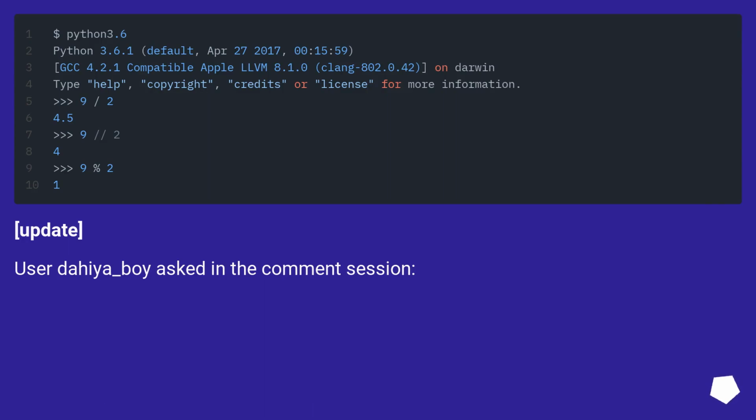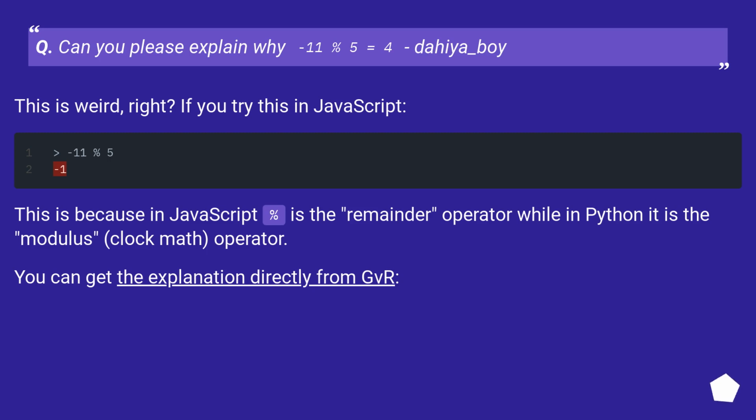Update. User ear_voil, in the comment section. Q. Can you please explain why -11 % 5 equals 4? ear_boy. This is weird, right? If you try this in JavaScript. This is because in JavaScript percent is the remainder operator while in Python it is the modulus, clock math, operator.